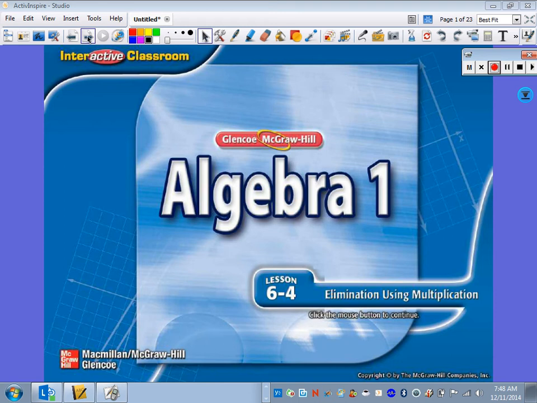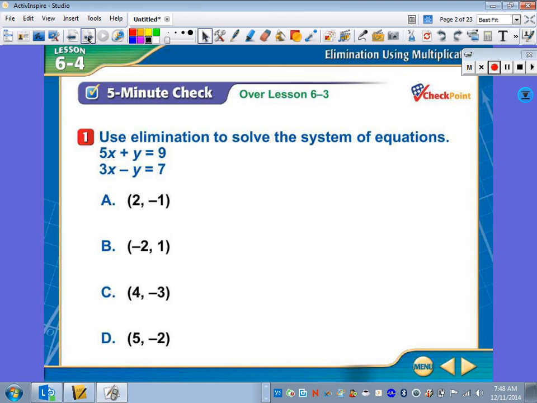The 5-minute check has 6 problems, so it definitely gives you practice doing elimination. The previous lesson was addition and subtraction. I'm going to click through these. Please pause and make sure you do that. There are 6 of them, so make sure you do all 6.